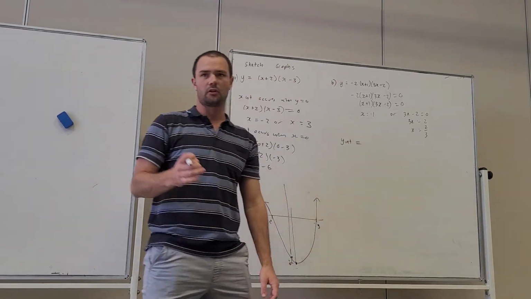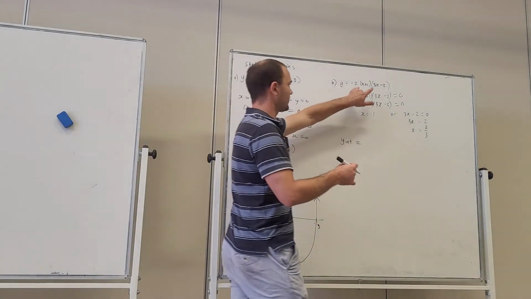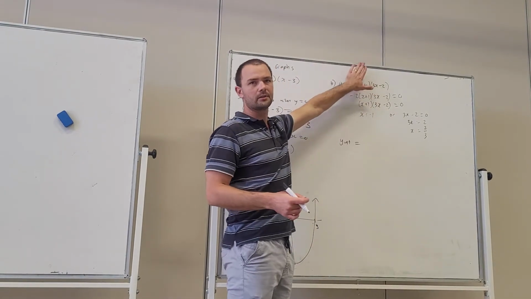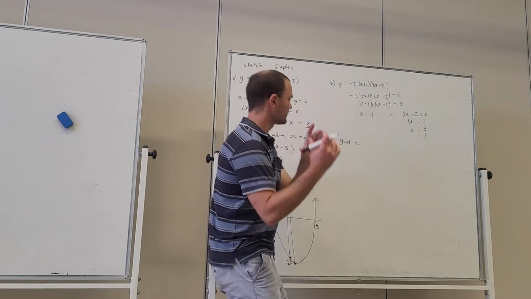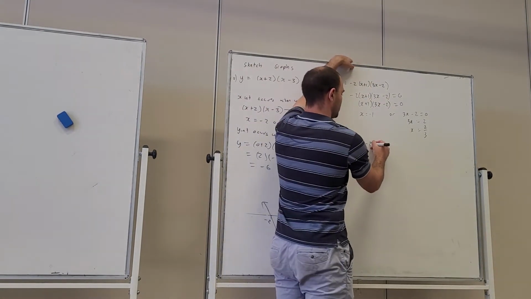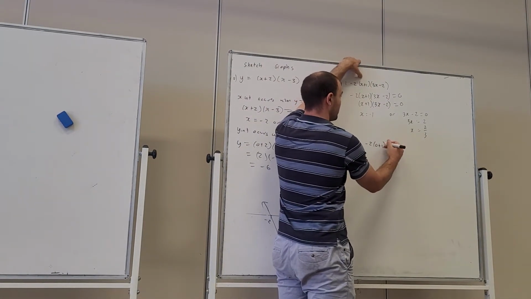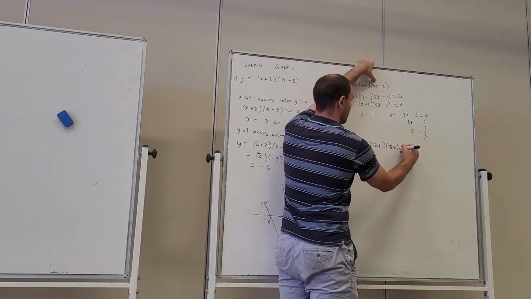The y-intercept occurs when x is 0. So, same equation. Now this time we can't leave the 2 out. We need to have the 2 there because it's part of the initial equation. We're putting 0 into the initial equation. So minus 2 times 0 plus 1 times 3 times 0 take 2.